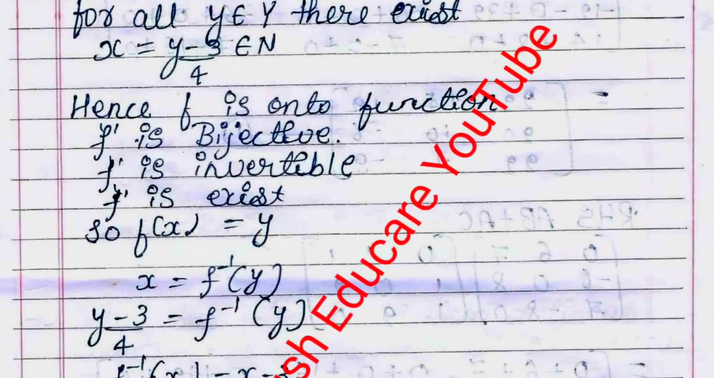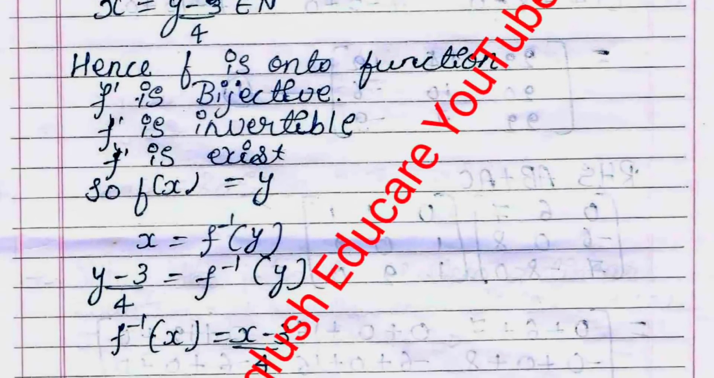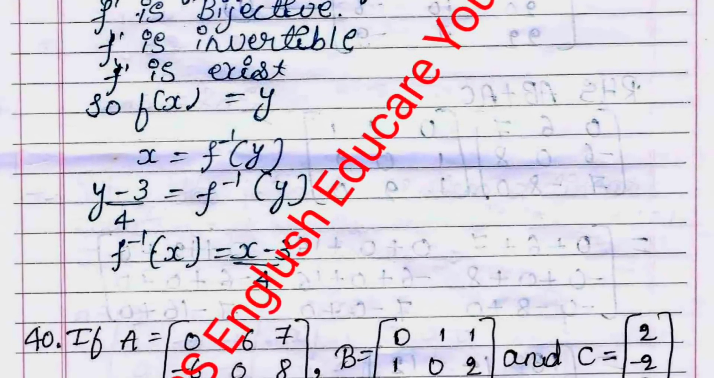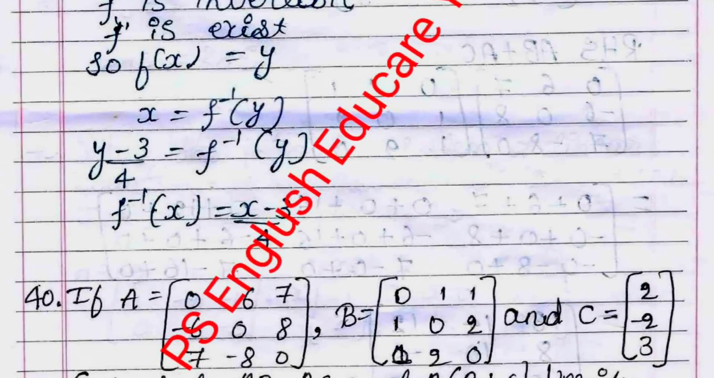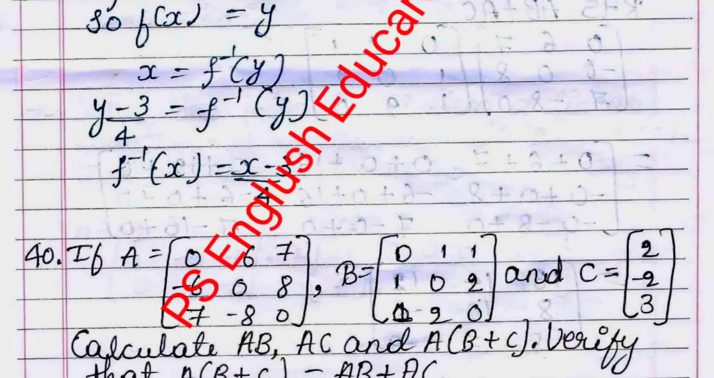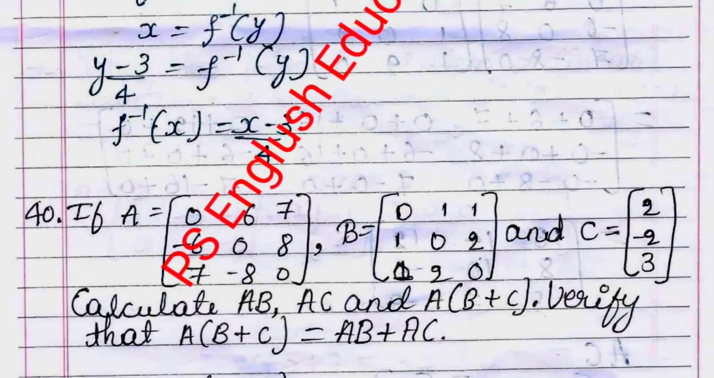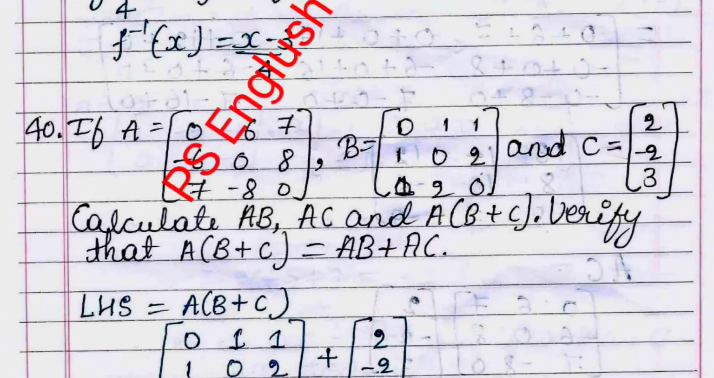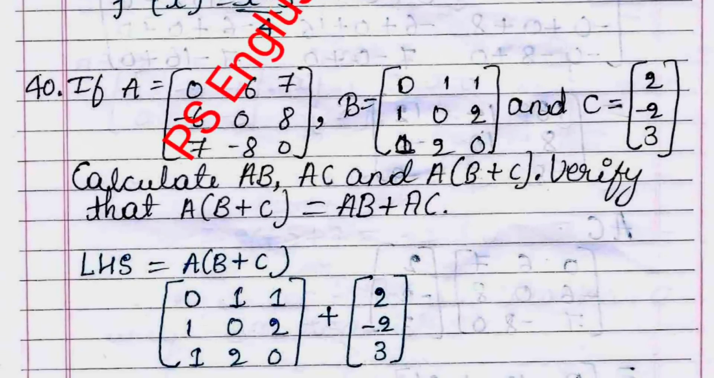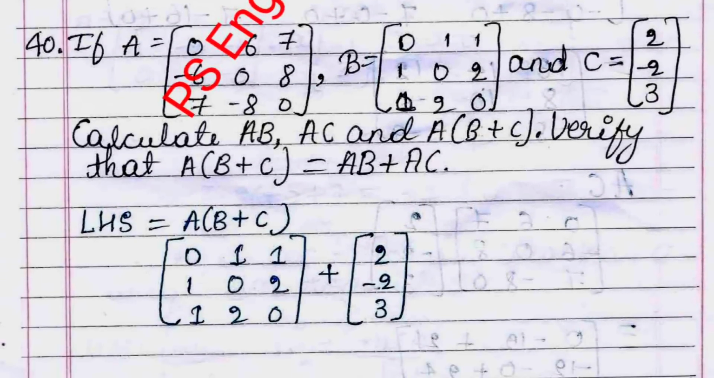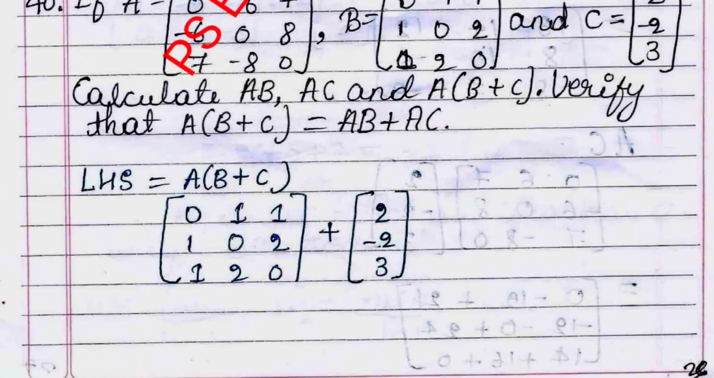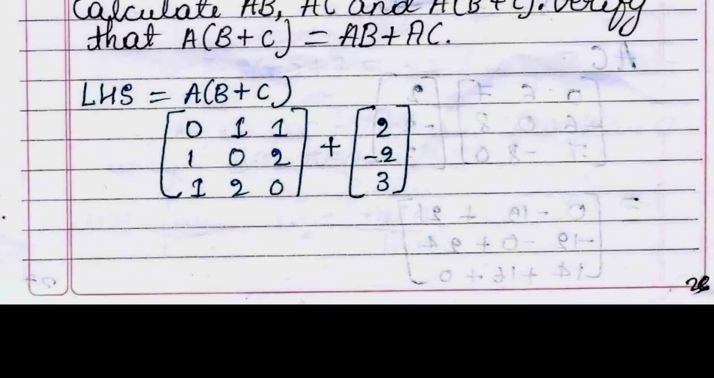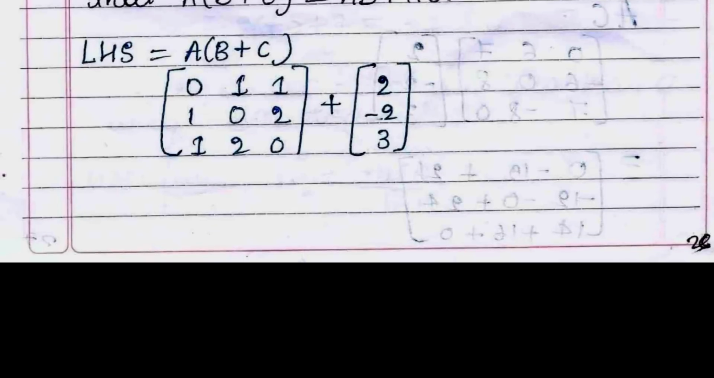If A is the matrix [0, 6, 7; -6, 0, 8; 7, -8, 0], B is the matrix [0, 1, 1; 1, 0, 2; 1, 2, 0], and C is the matrix [2; -2; 3], calculate AB, AC and A(B + C). Verify that A(B + C) is equal to AB + AC, and the answer is below.